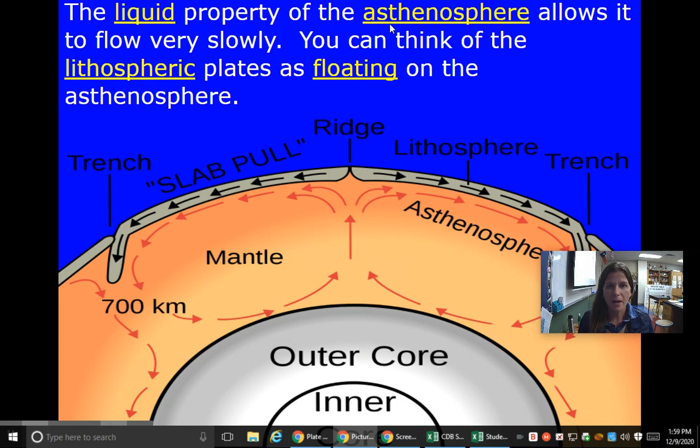The liquid property of the asthenosphere allows it to flow very slowly. You can think of the lithosphere plates as floating on top of the asthenosphere. So here is your lithosphere. Think of it as the crust, the ocean, and the continents. And your asthenosphere is that top part of the mantle. So the lithosphere floats on top of the asthenosphere.